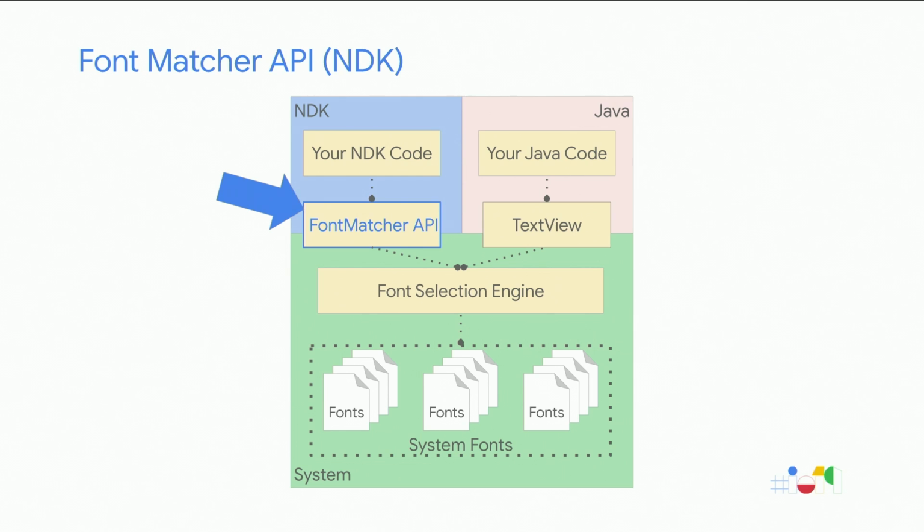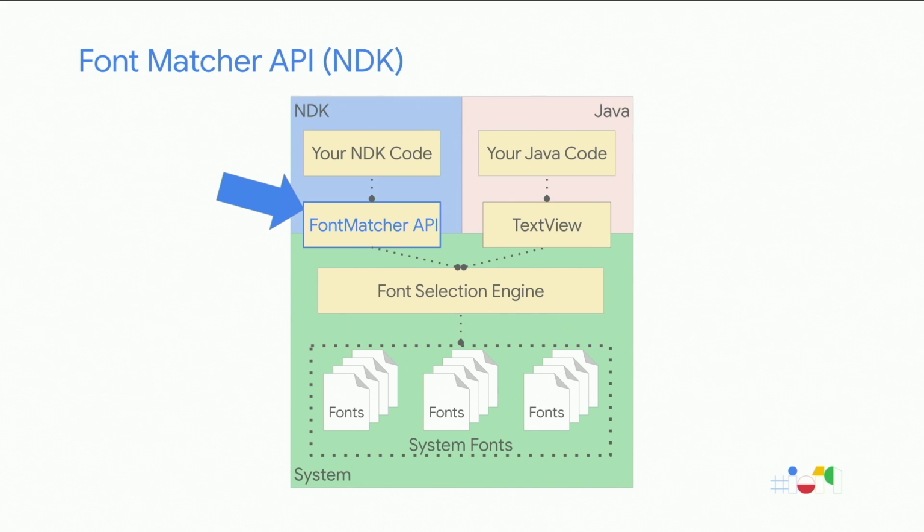The API is the Font Matcher API. This is the interface of the system's internal font selection engine. This font selection engine is also used by TextView, so you can get the same result as in TextView.